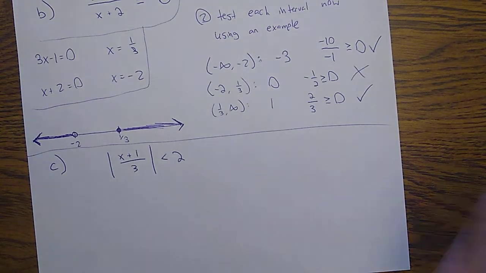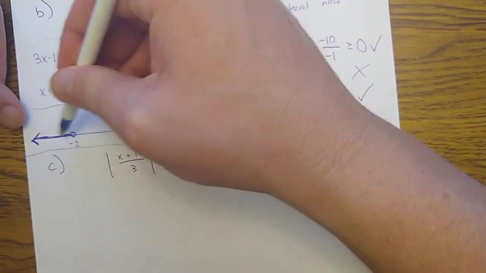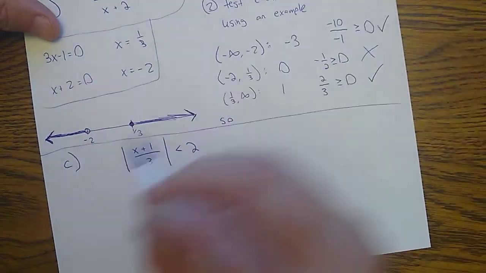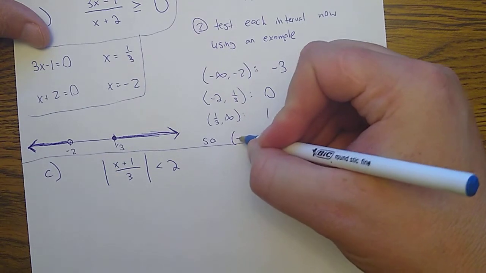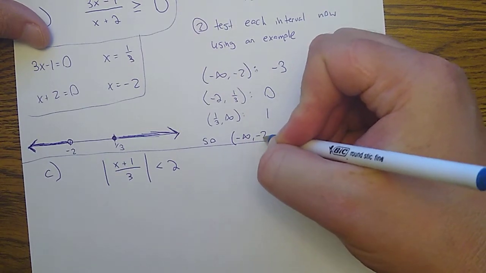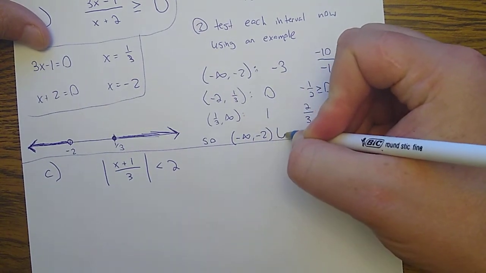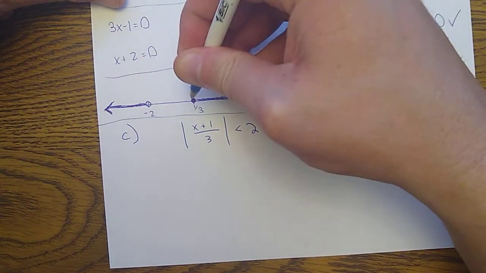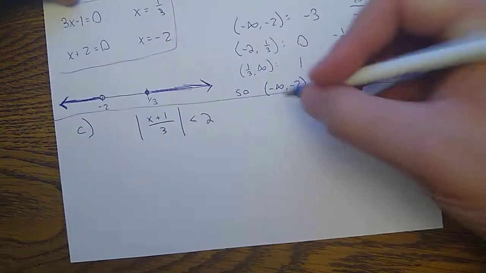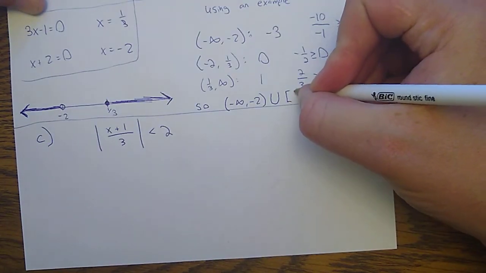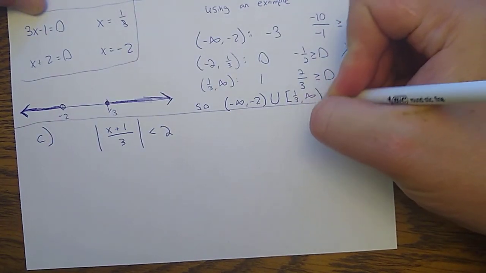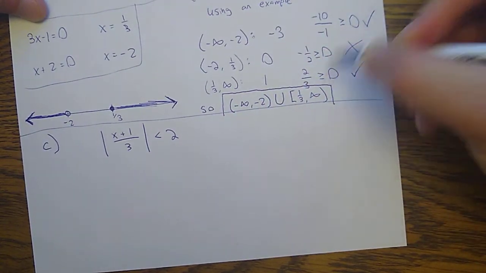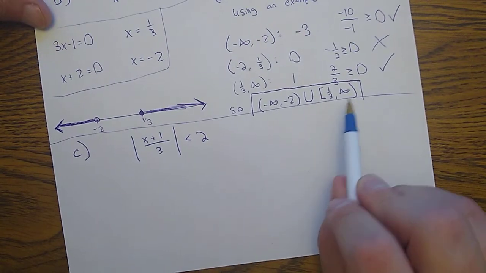Okay, so what's my final answer? My final answer is everything that's shaded. And I want this in interval notation. So this is the interval from -∞ to -2, union with the interval from 1/3 to infinity, and this one includes 1/3, right? So I put my answer like this.